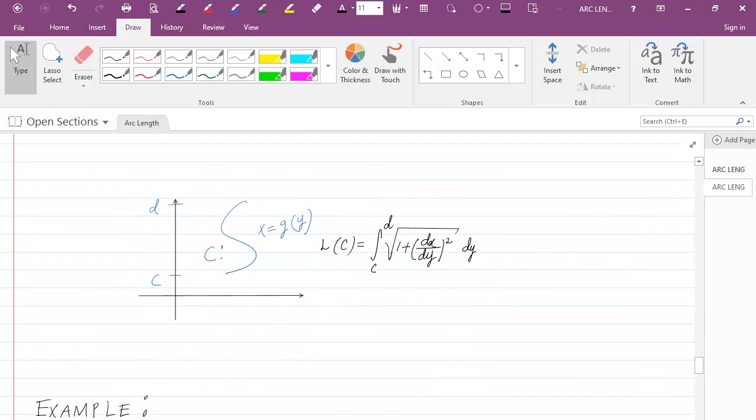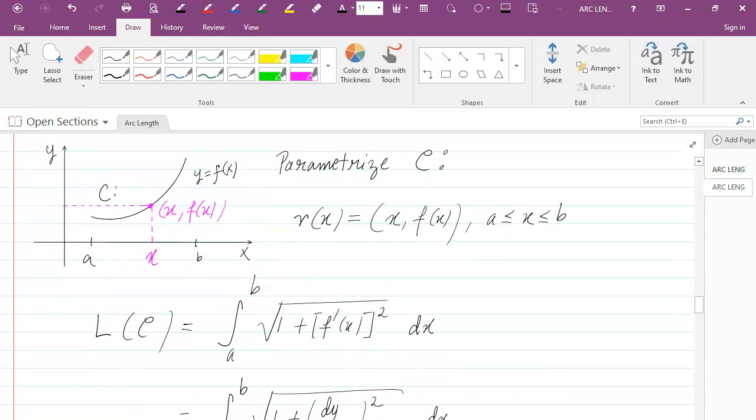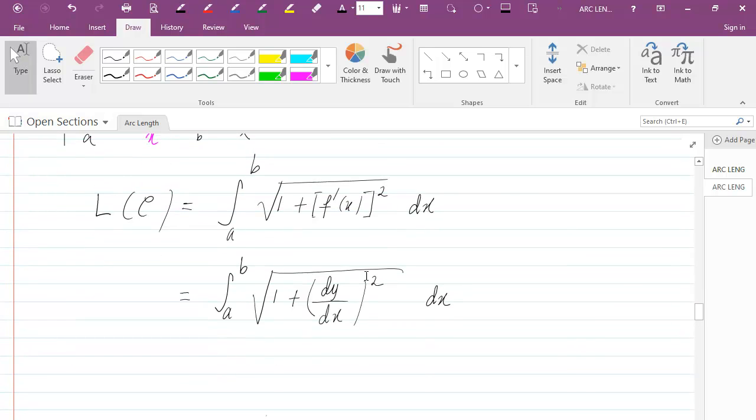Okay, so just like the way here we have that if I have a curve that is the graph of a function y of x from a to b, then the length of c is obtained by integrating from a to b the function root of 1 plus dy dx squared.